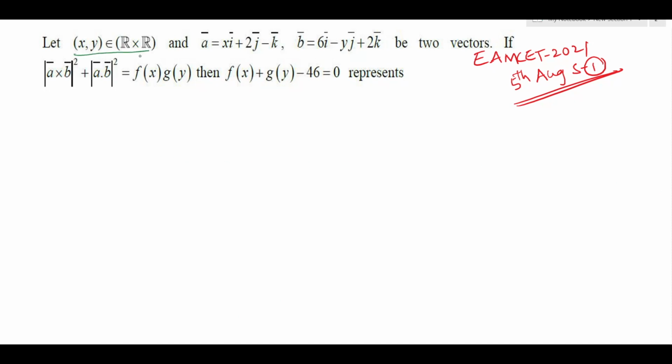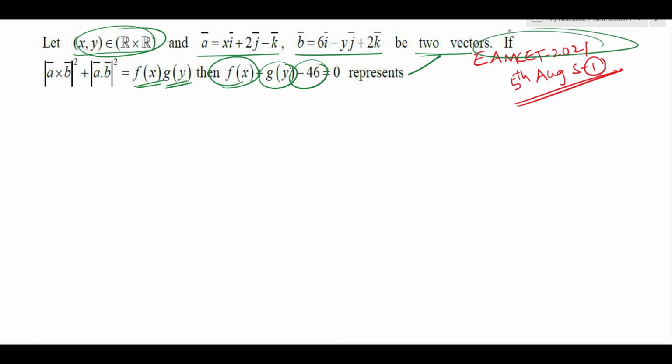Let small x comma y belongs to R cross R and a bar is equal to x i plus 2j minus k bar and b bar is equal to 6i minus y j plus 2k bar be two vectors. If modulus of a bar cross b bar whole square plus a bar dot b bar whole square is equal to f of x into g of y, then f of x plus g of y minus 46 represents a dash. So here a bar and b bar are two vectors. This is Eamcet 2021 5th August shift 1 question.